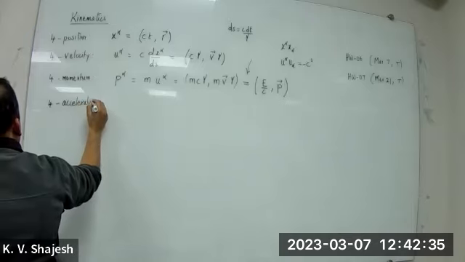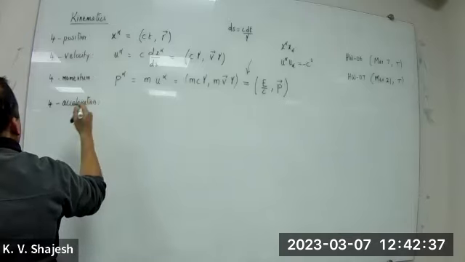Then we started talking about four-acceleration. Let's quickly do that. We will define this as c times the derivative of four-velocity with respect to proper distance and four-diameter.